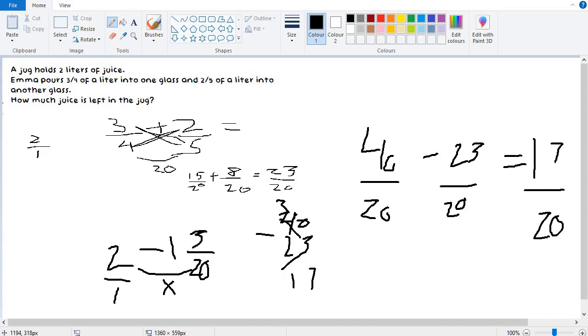Now before we give the answer, we need to see if we can simplify it more to make it more convenient. No, we can't, because 17 doesn't have any factors other than 1 and itself, so it's a prime number. So we leave it as 17/20. There is 17/20 of a liter of juice left in the jug.